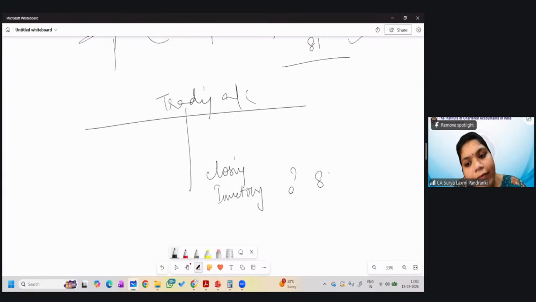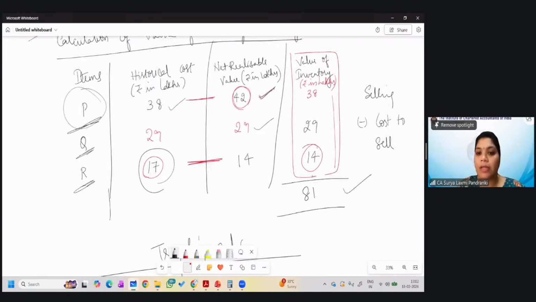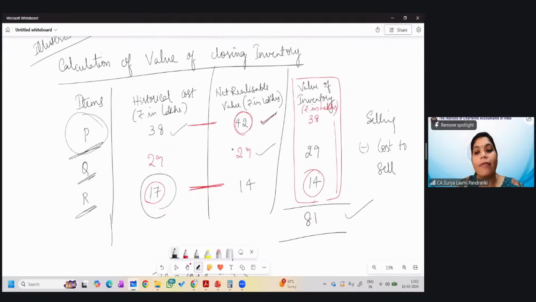But how did I arrive at 81? This 81 is arrived using this formula, cost or NRV, whichever is lower. P has been purchased at 38 and the realizable value is 42, whichever is lower. So I have taken 38 as the value of inventory of product P only. And Q, both are same, so this will be the same. And R, the historical cost is 17. I purchased it for 17, but if I go to the market, the value that is realizable now is only 14. So the value of inventory is only 14.